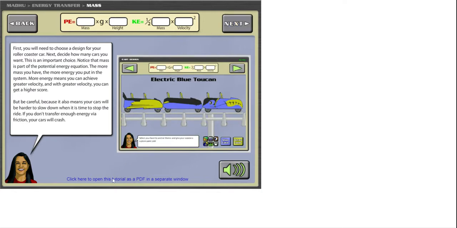First, you will need to choose a design for your roller coaster car. Next, decide how many cars you want. This is an important choice. Notice that mass is part of the potential energy equation. The more mass you have, the more energy you put in the system. More energy means you can achieve greater velocity, and with greater velocity, you can get a higher score. But be careful. It also means your cars will be harder to slow down when it's time to stop the ride. If you don't transfer enough energy via friction, your cars will crash.